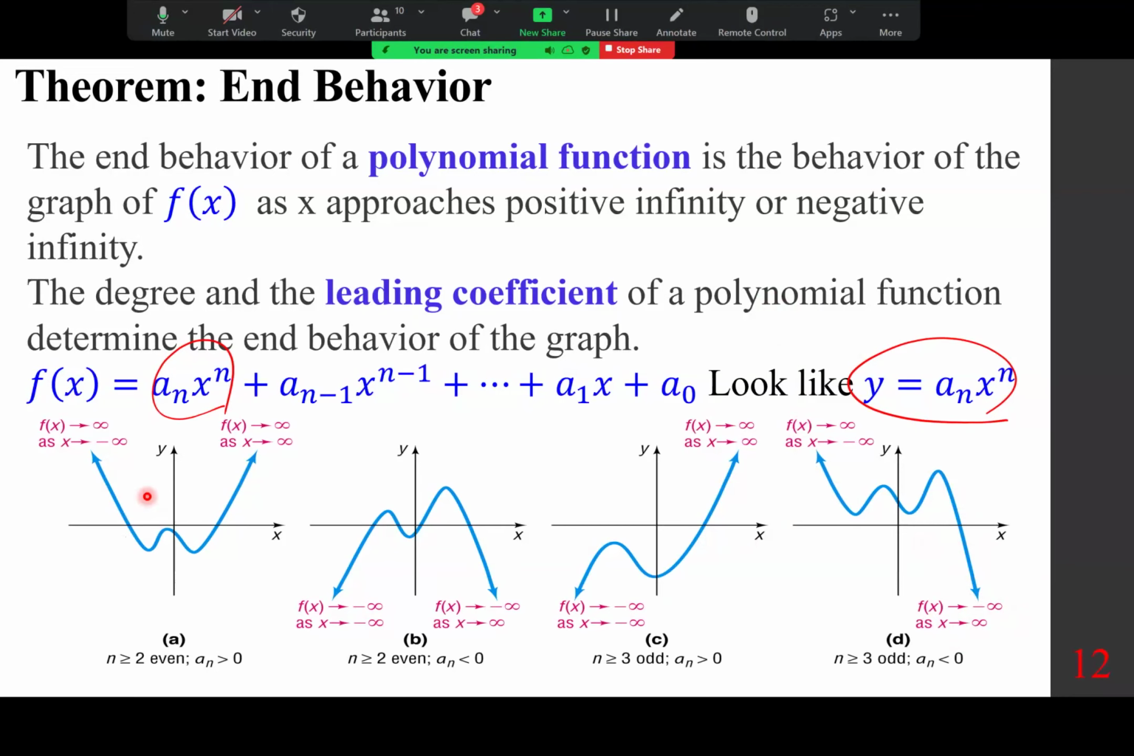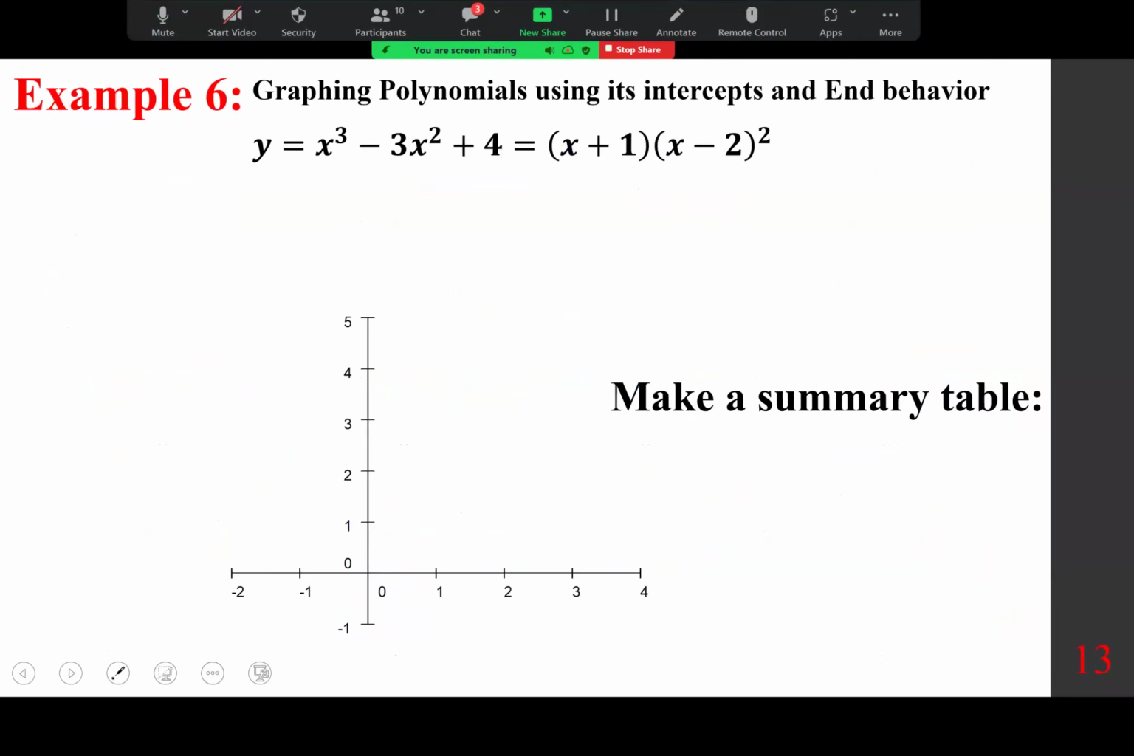The end behavior similar to y equals x squared. The end behavior similar to y equals negative x squared. This one similar to x cubed. This one similar to minus x cubed. Now, graphing polynomials using its intercepts and end behavior.